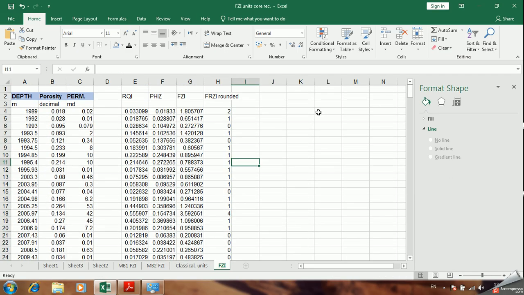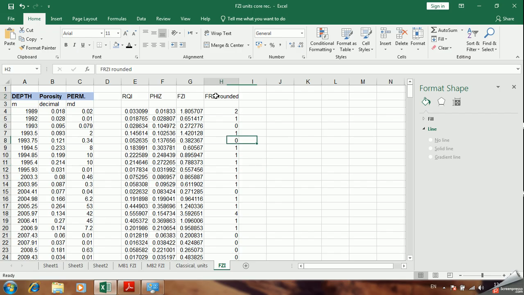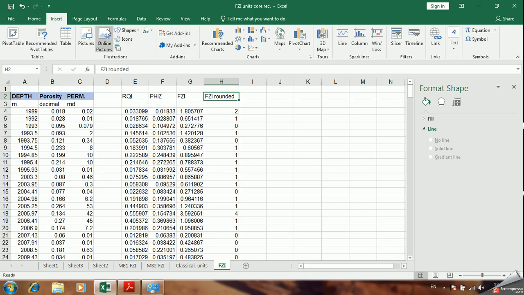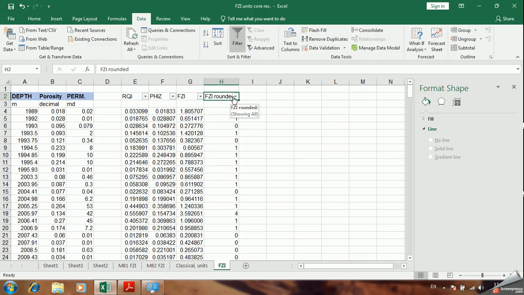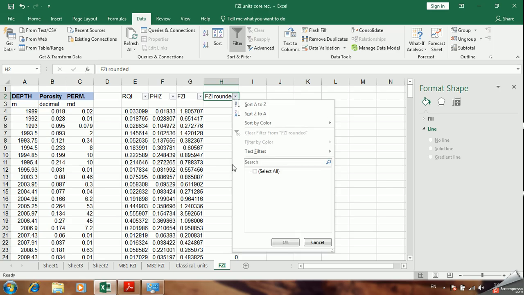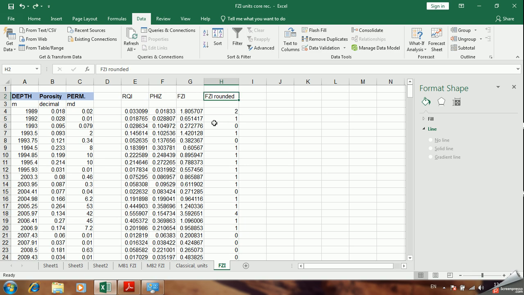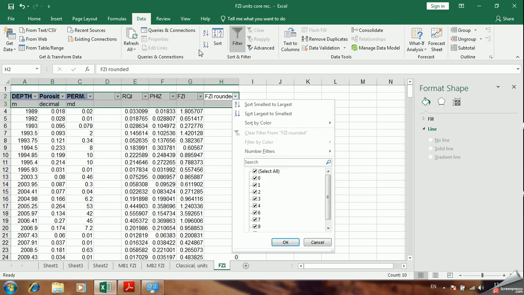Now it can easily be seen from the flow zone indicator rounded that we have only 2101 without digits. So it can be easily filtered. This is an important point here. So now I can filter my flow zone indicator here by using the filter panel or tab in the data.